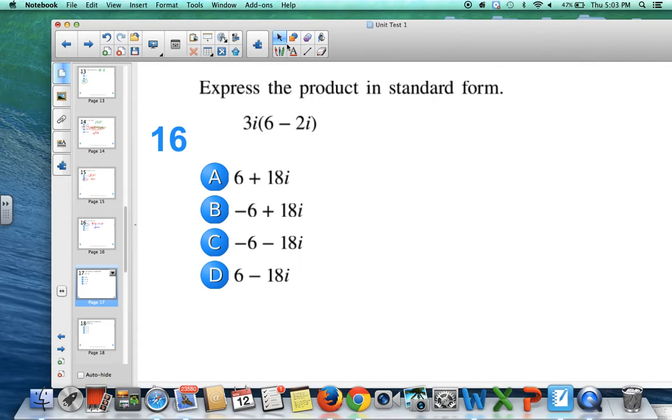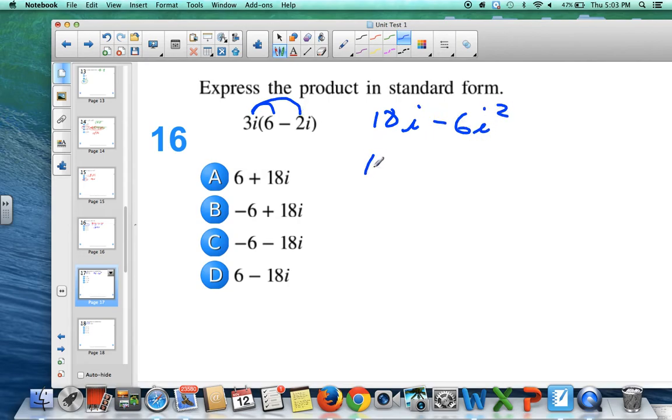So I need to do all of them. So we're going to multiply 3i times 6. That's 18i. 3i times 2i, that's a minus 6i squared. Now that's going to be 18i minus 6 times negative 1, because i squared is negative 1, so that's going to be plus 6, 18i plus 6. So we would write that then as 6 plus 18i. Right? 18i, yeah. Okay, now we go to the next problem.